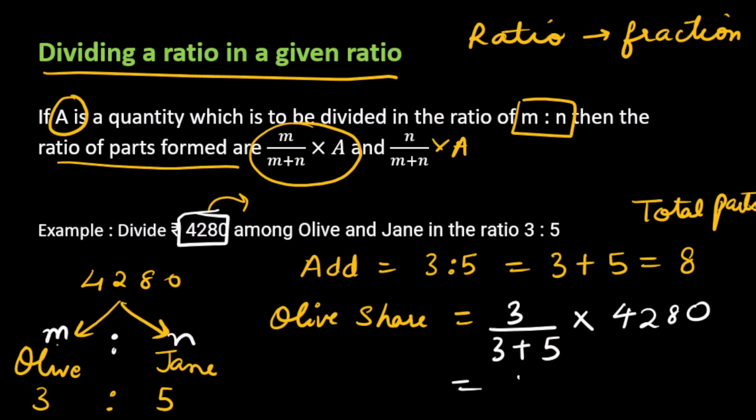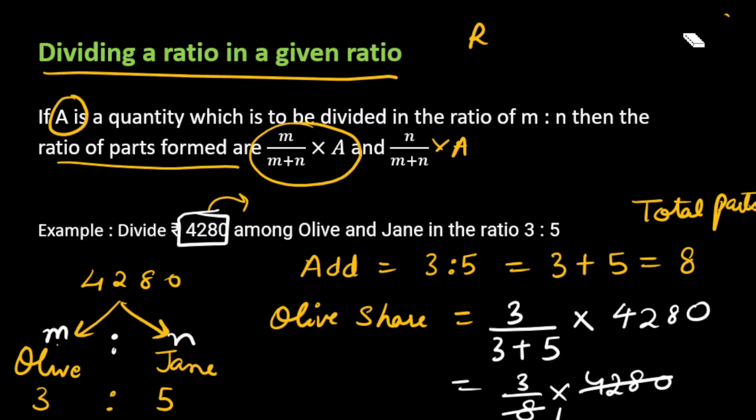So 3 by 8 into 480. We can do cancellation first, 8 into 1, 8 into, so here we are going to do cancellation. If you don't know cancellation, you can just do the division. So 480 we can divide by 8.